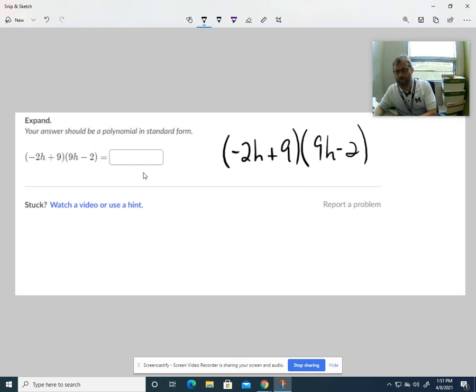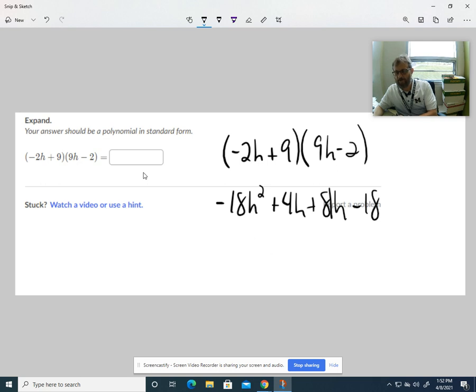Okay, so negative 2h times 9h is negative 18h squared. Negative 2h times negative 2 is positive 4h. 9 times 9h is 81h. Oops, almost forgot to put the 1. And 9 times negative 2 is negative 18.